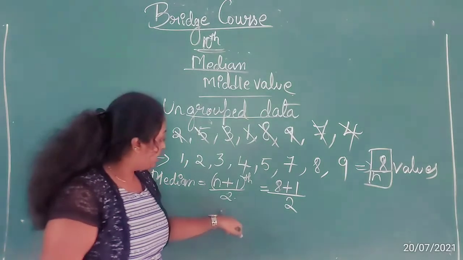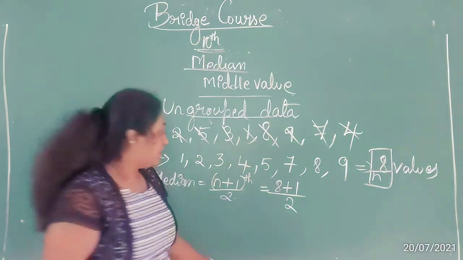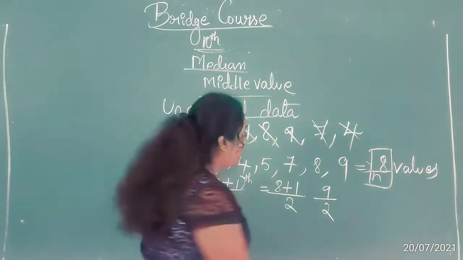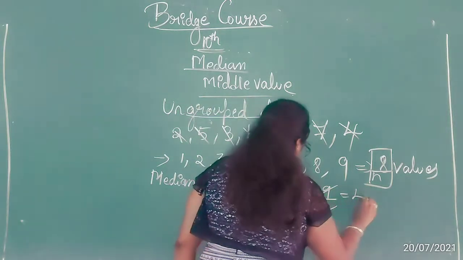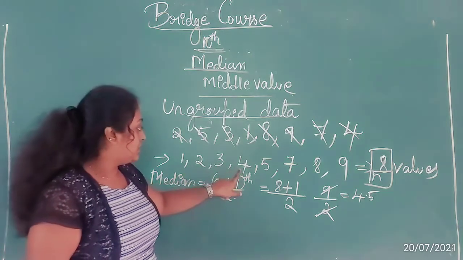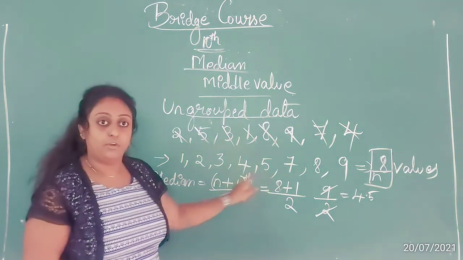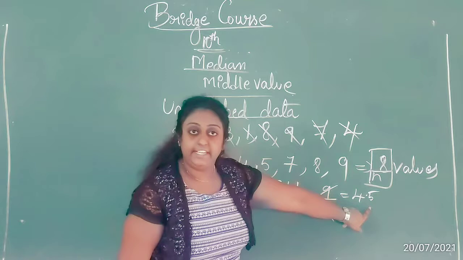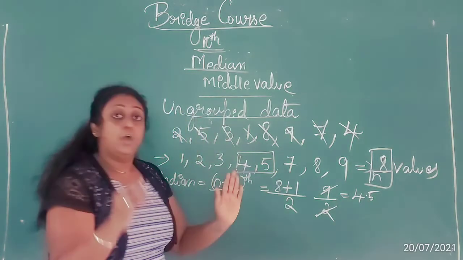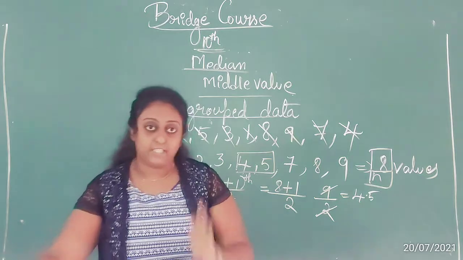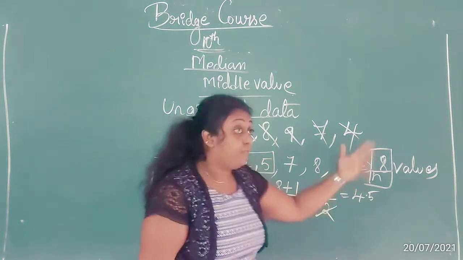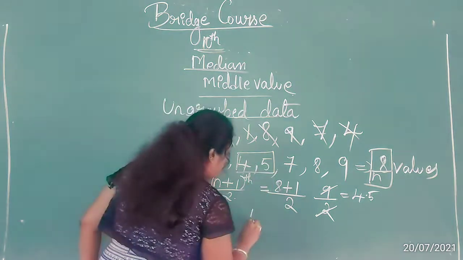Now what will you get? 8 plus 1 is 9, divided by 2, isn't it? 9 divided by 2 is 4.5. 4.5 means it will come here, no? Between this 4 and 5. We don't know which number to take when you are getting it in points. Now, these two values you will get, 4 and 5. So 4 and 5 you have got. So when you are getting it in points, how will you do? You will take up these two numbers again.